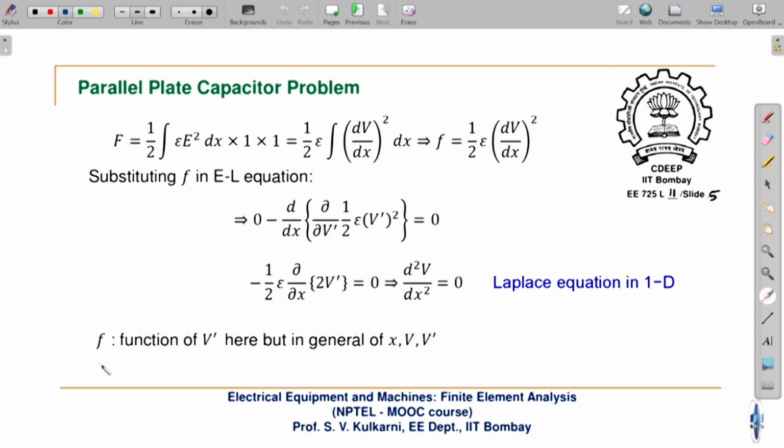Again I want to highlight this: here f was only a function of V dash, dV by dx, but in general it can be a function of x, V and V dash. We will see such examples in some other cases later.